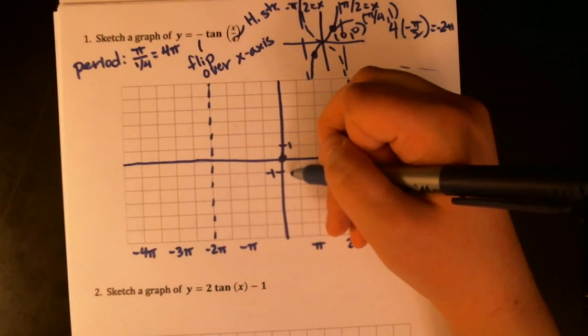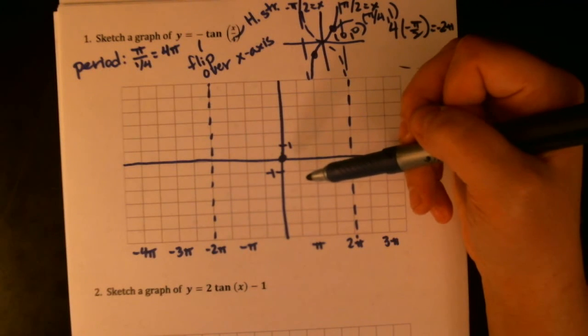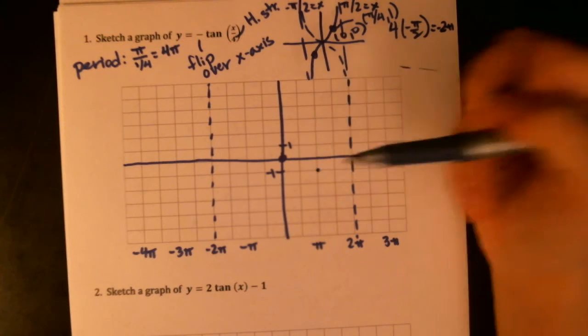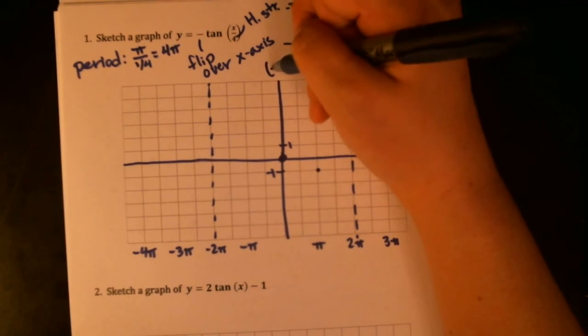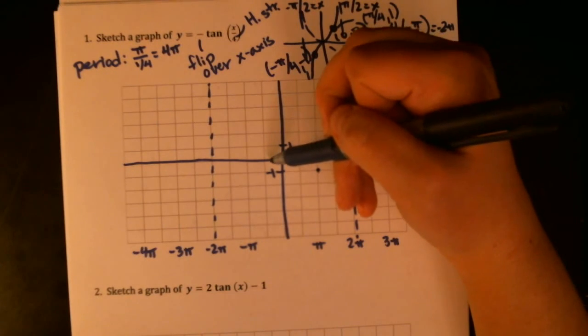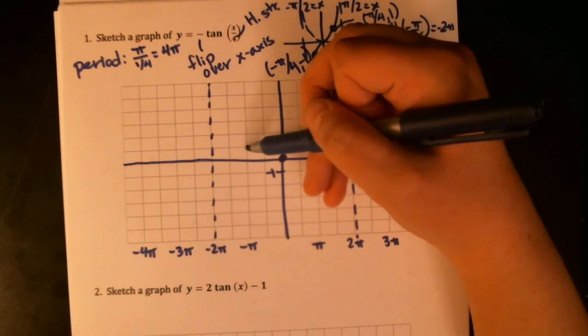And then we're doing, okay, so we're at pi over 4, 1. We're doing a horizontal stretch by 4. So that's going to put us way out at pi, negative 1. And then similarly with the negative pi over 4, negative 1. We flip, it lands at negative pi over 4, 1. And then we stretch, and it lands at negative pi, 1.